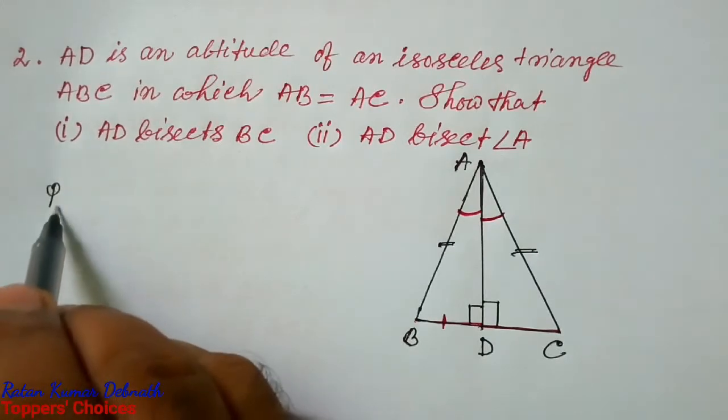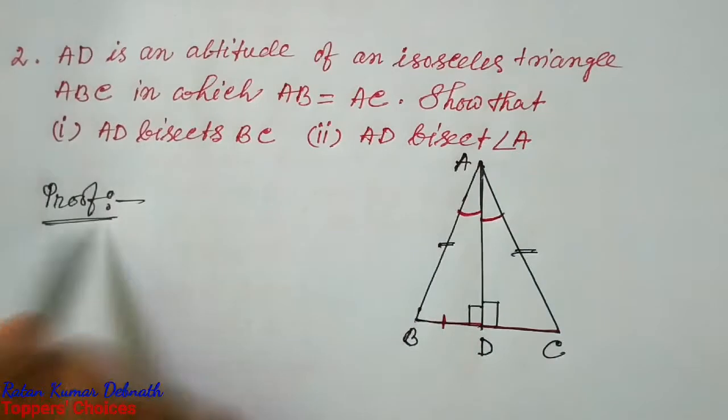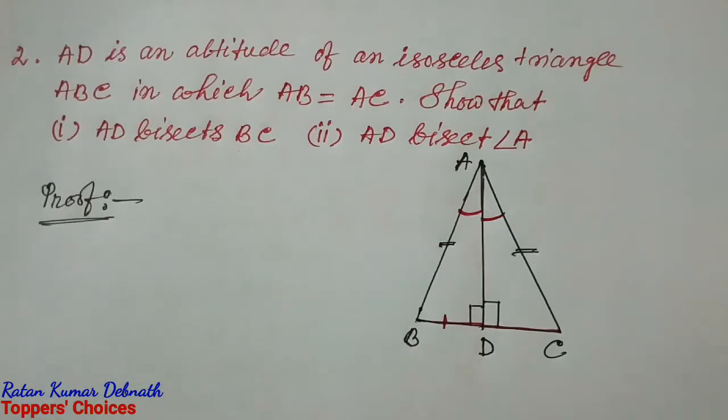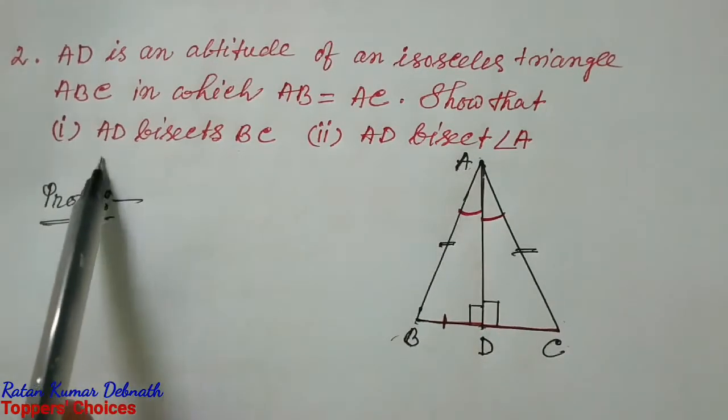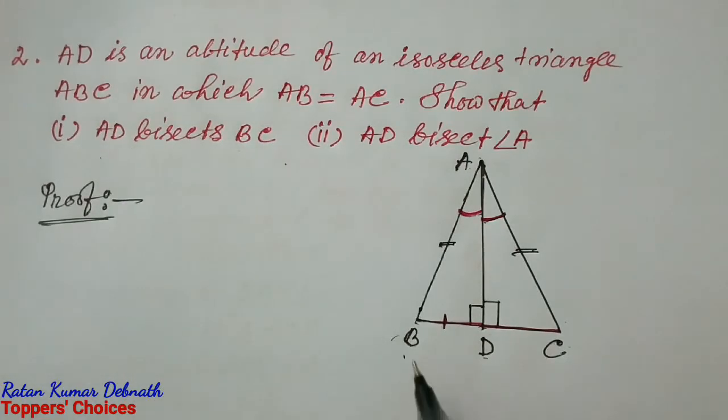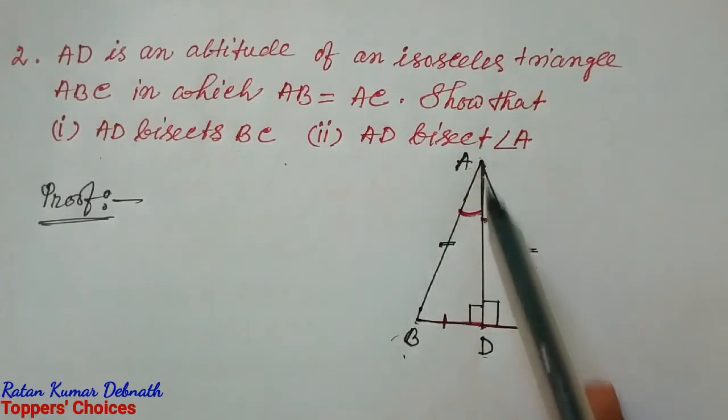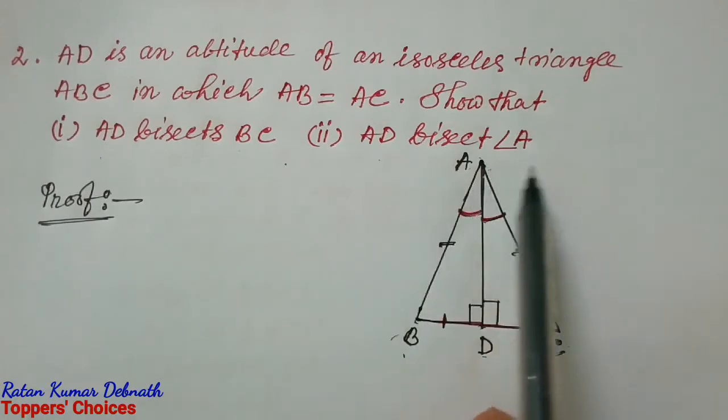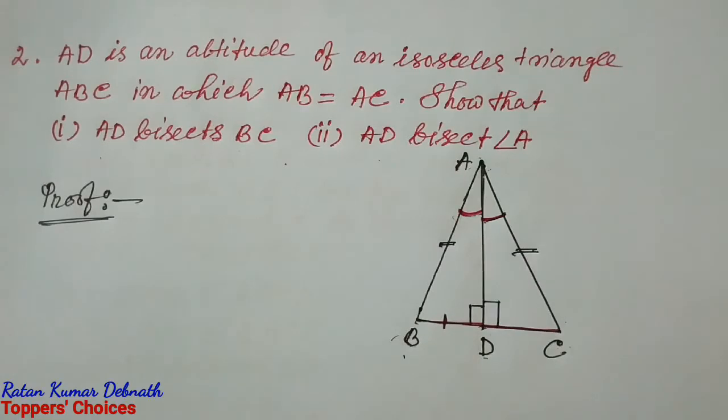Proof. If we observe the question carefully and the diagram which I have already drawn, you can see that if we can prove triangle ABD and triangle ACD are congruent, then by CPCT we can say this side, that is BD equals DC, that is AD bisects BC, and angle BAD equals angle CAD, that is AD bisects angle A. So let's prove the triangle ABD and triangle ACD are congruent.